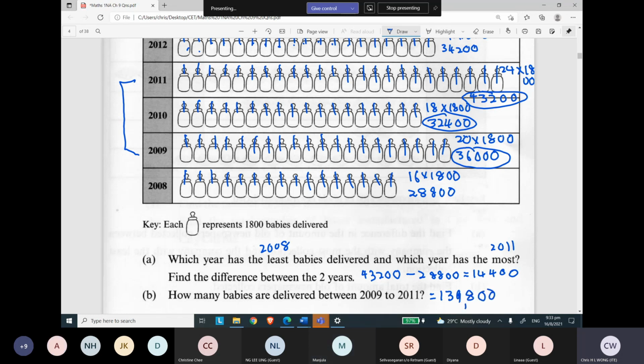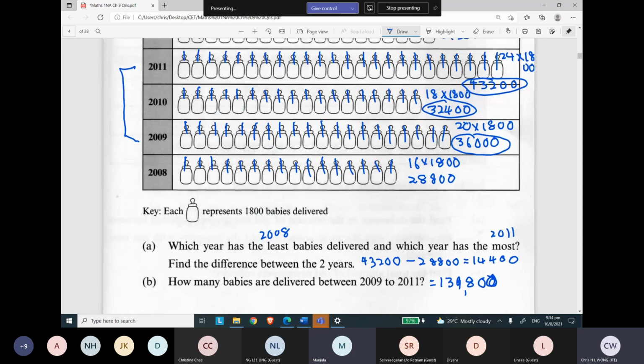Because I take the total minus the last. No, sir. I already added last time. Oh, sir, I see. But it's the same, you get the same answer. That is not difficult, this one, 2009 to 11.